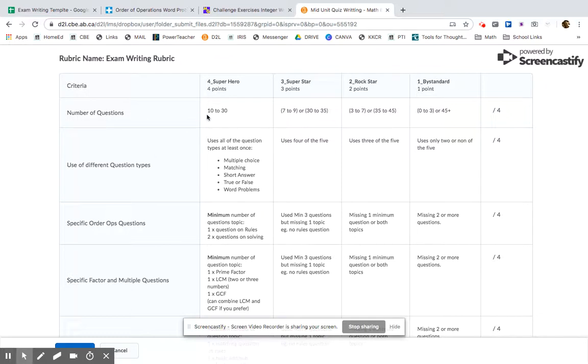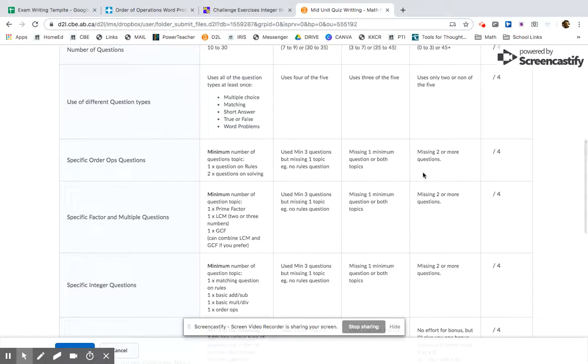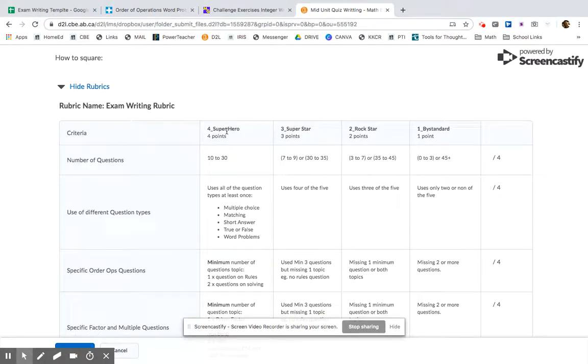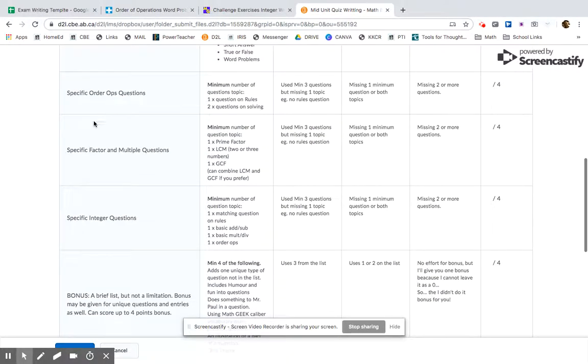Number of questions, 10 to 30. Use different question types. You just have to use at least one of each of these. There are 5: multiple choice, matching, short answer, true or false, and word. If you only use 4, you'll get a 3. If you use 3, here. So it's pretty straightforward. If you want to get full marks, make sure you have everything in the superhero column.